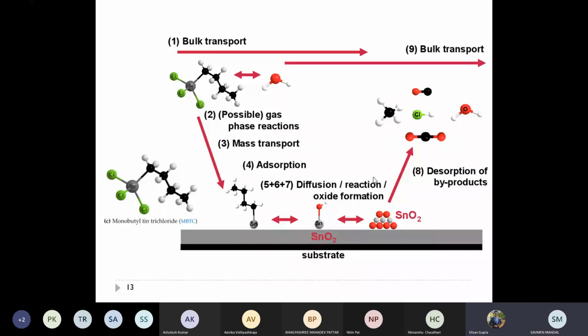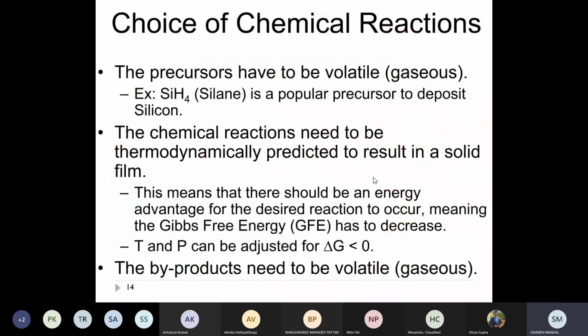Okay, fine. So then, on the choice of the chemical reaction, the precursor has to be volatile, as I told. Like if you want to deposit silicon, SiH4 silane is there, and this kind of gas is toxic. So in CVD you have to be very careful. It should not be exposed to us during the operation. We have to be careful.